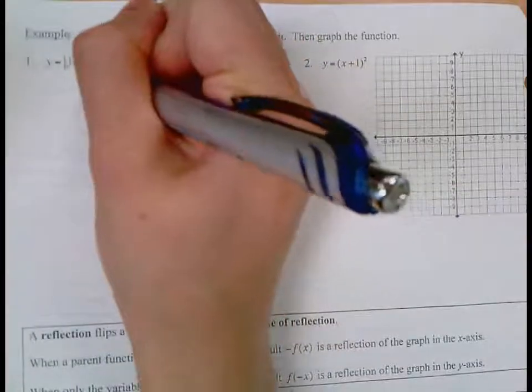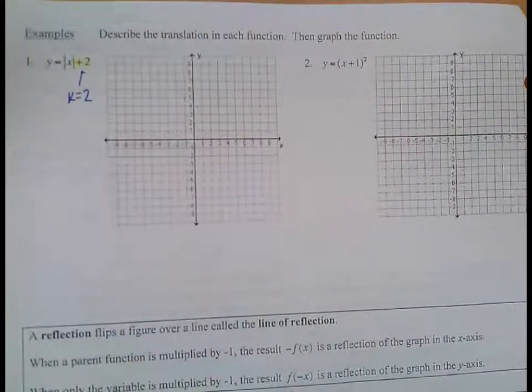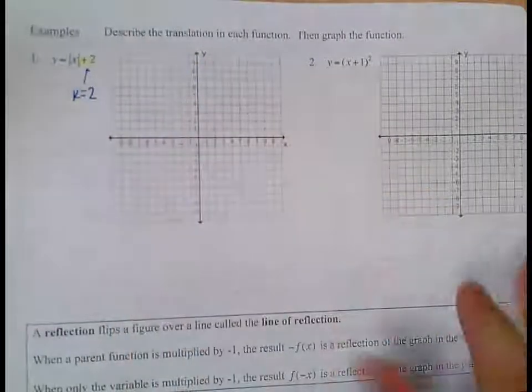K is added at the end. So here, k would be positive 2. K shifts the graph either up or down. So because this is positive 2, it's shifting it up. So here's how I would like you to describe them.